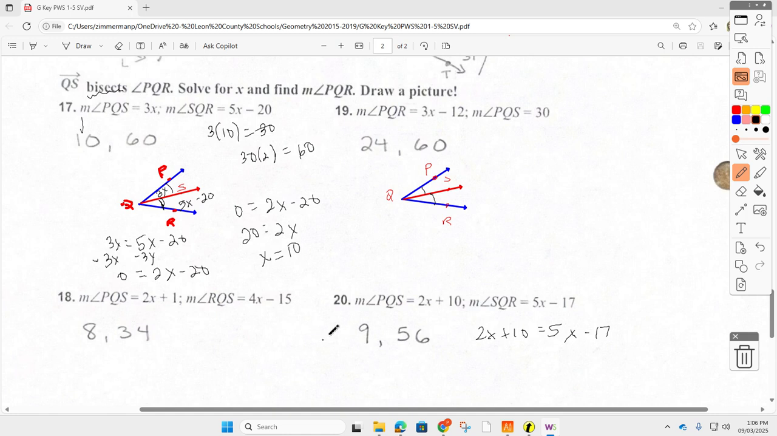And then once we know that x is 9, to find the measure of angle PQR, PQS is 2x plus 10. We would substitute the 9 here, 2 times 9 plus 10. That's 28. But that's only one of the angles. Since the angles are congruent, we would take that 28 and multiply by 2 to get our 56. Make sense?